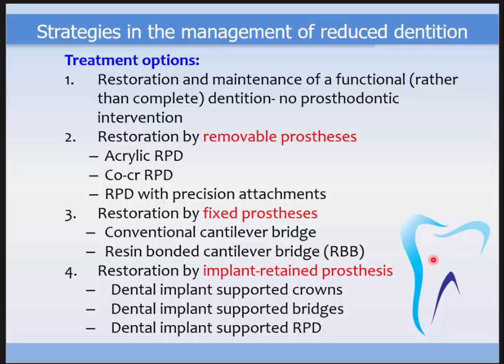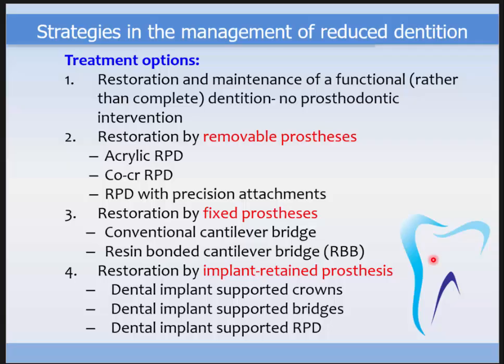Some of them are common treatment modalities. Some of them are not so common, and may require a higher level of training for the dentist before they can provide the treatment. However, we can still discuss such treatment with the patient. So let's go through the treatment options. The first is restoration and maintenance of a functional dentition with no prosthetic intervention, which means you don't provide any prosthesis for the patient. However, you try your best to restore whatever the patient has at the moment.